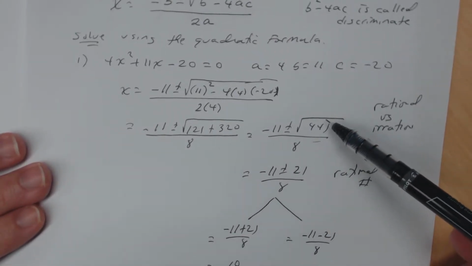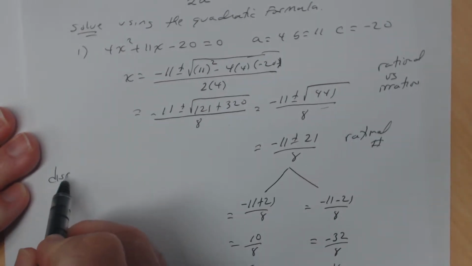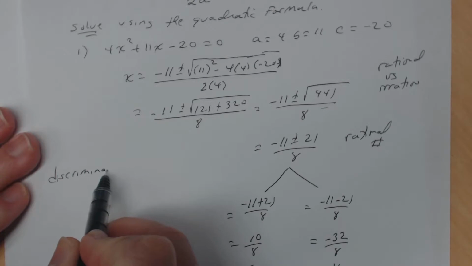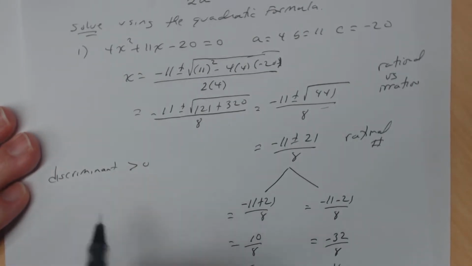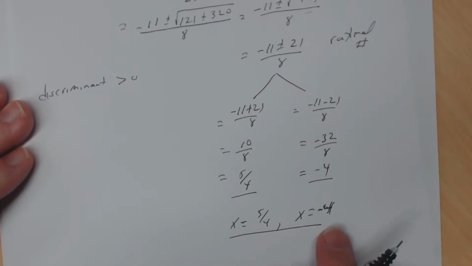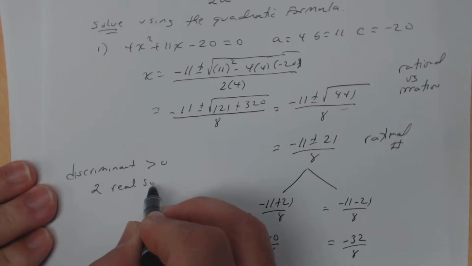Notice again that the discriminant is positive, greater than 0. So you ended up with two real solutions.